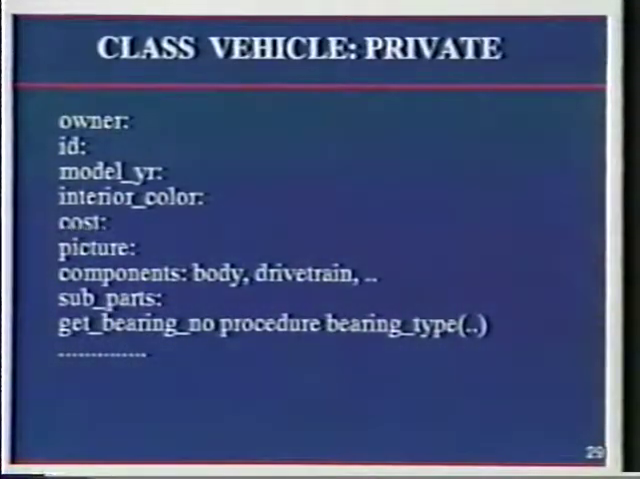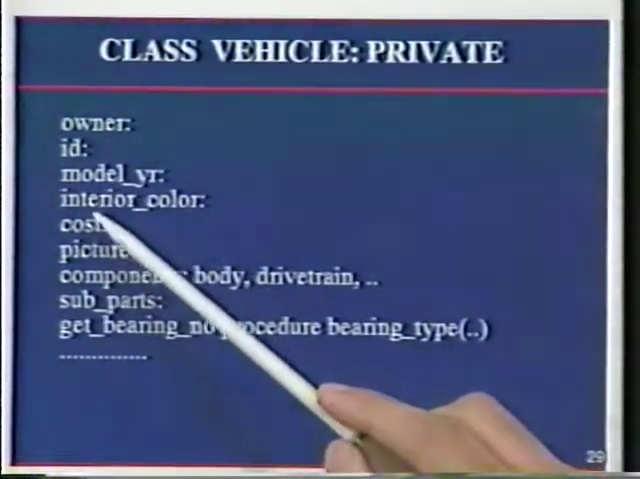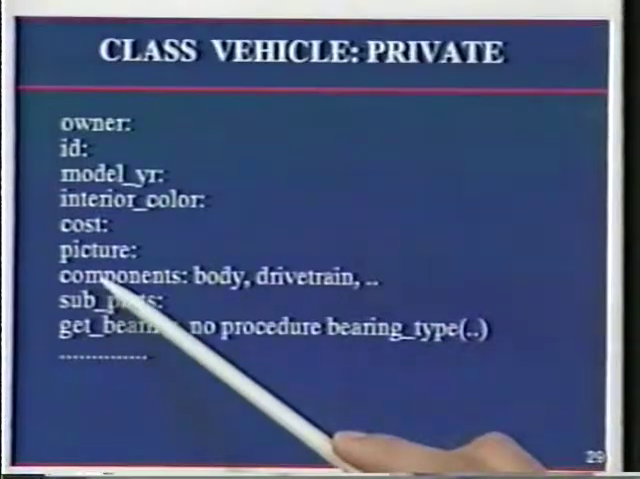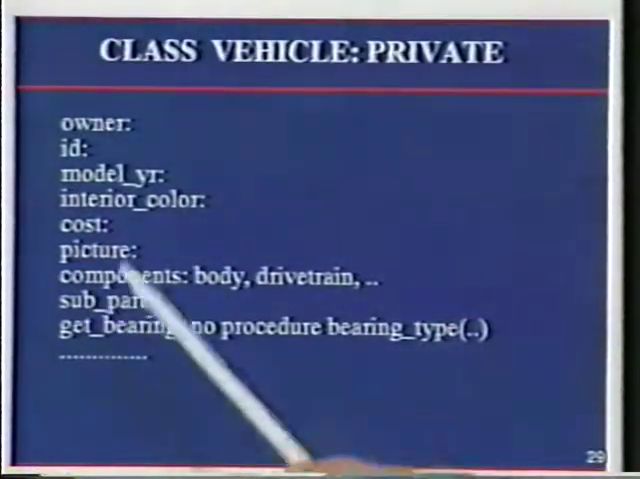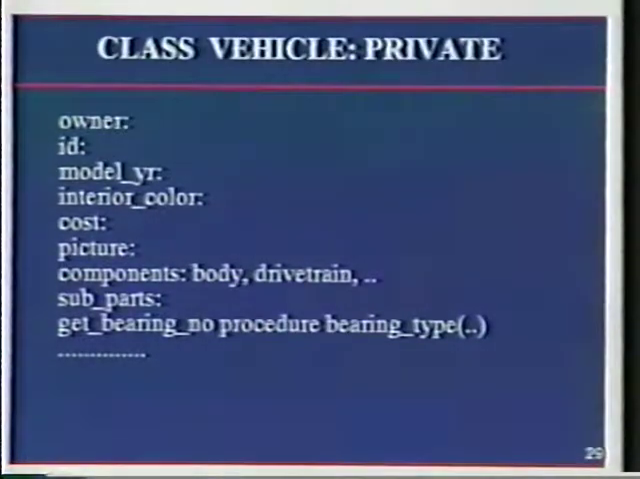So, let us have a look at the class vehicle, which is the structure, and then let us have a look at the behavior later on. The structure looks like this, which is similar to the structure of car, which is similar to the structure of BENZ car. We have owner, ID, model year, interior color, cost, picture, components, subparts, and then we have some behavior encoded here. So, the private part of this particular vehicle contains both structure and behavior.